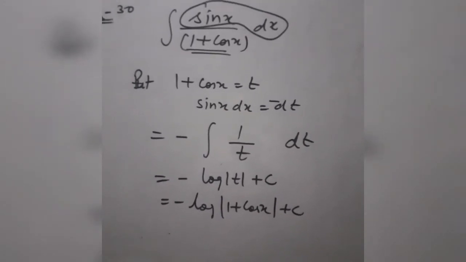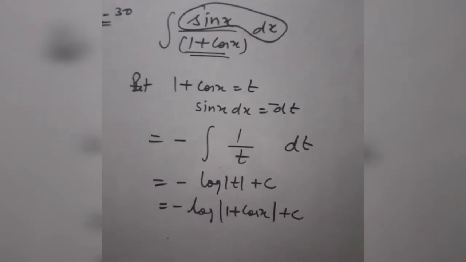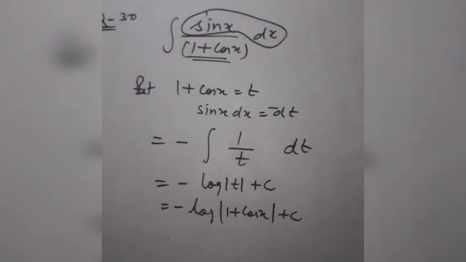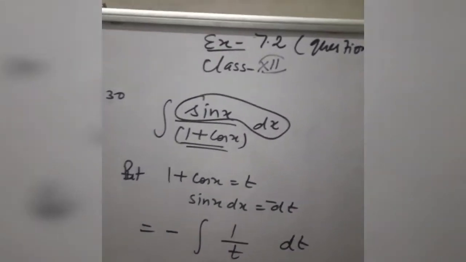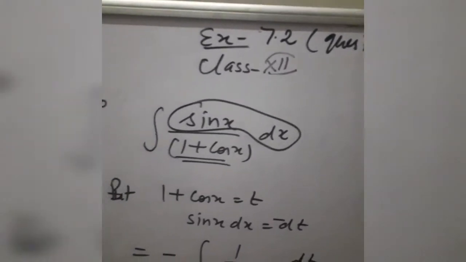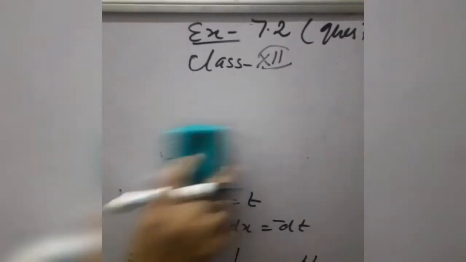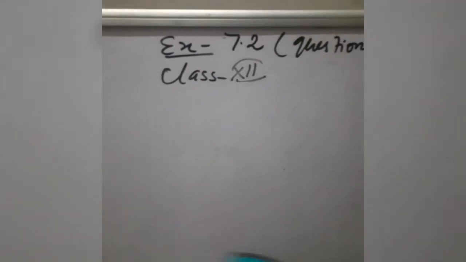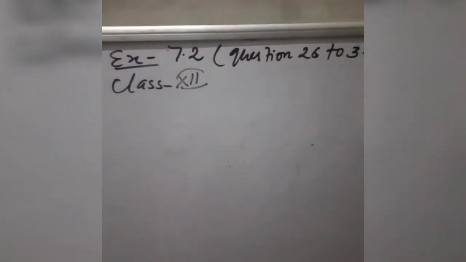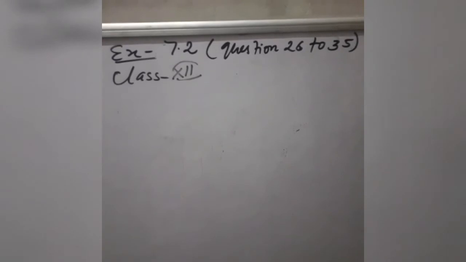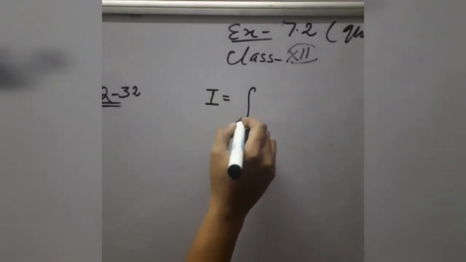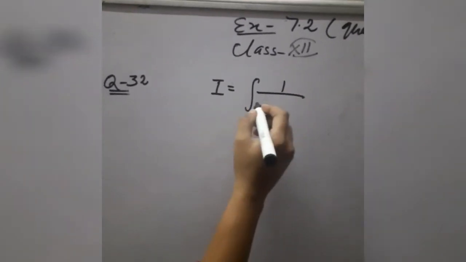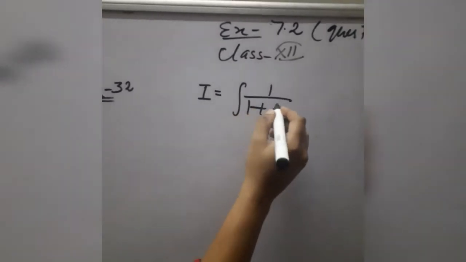Now question number 31 is similar to question number 30. You will do this question number 31 yourself. Next I am explaining question number 32, and this question number 32 is most important. This is a little bit different from these sums, so see this sum very carefully. Question number 32. What is the statement? Find the integration of 1 by 1 plus cot x.